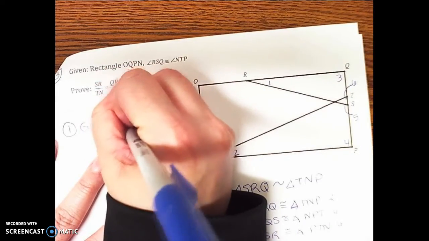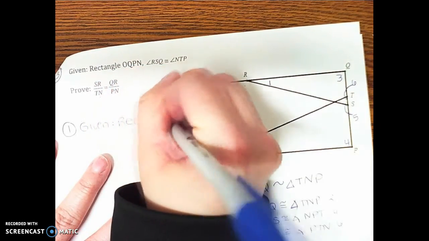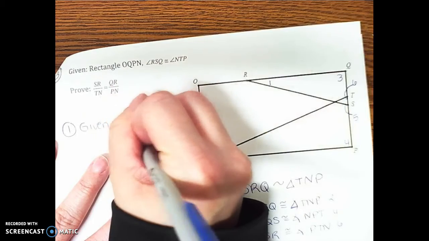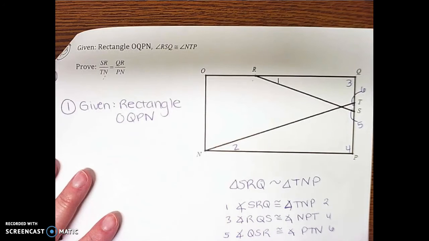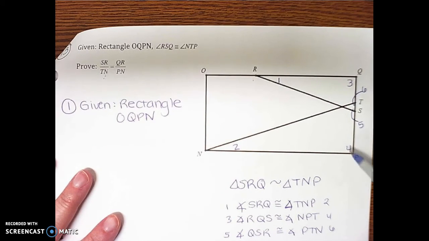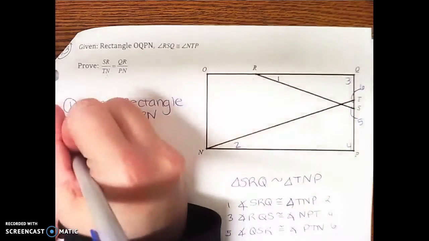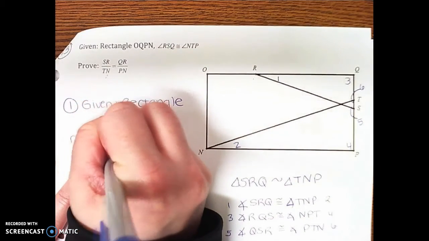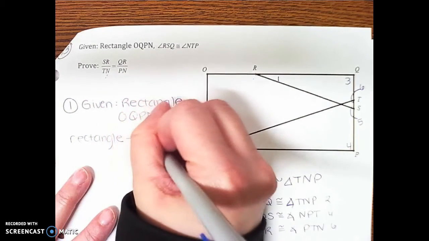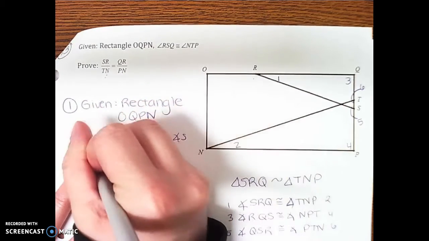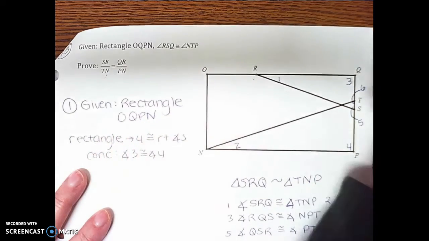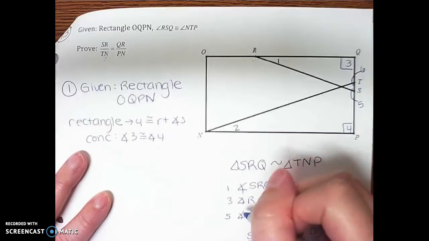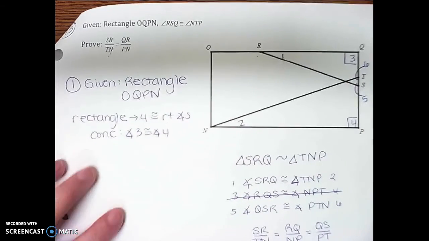So my first given says that I have a rectangle, OQPN. So I have to use this rectangle somehow. Again, knowing that I want angles, I know angle 3 and 4 are congruent because rectangles have 4 congruent right angles. So if rectangle, then 4 congruent right angles, and so angle 3 is congruent to angle 4. I'm going to mark it in my diagram and cross it off my list.